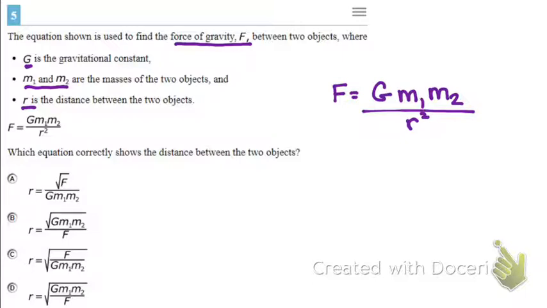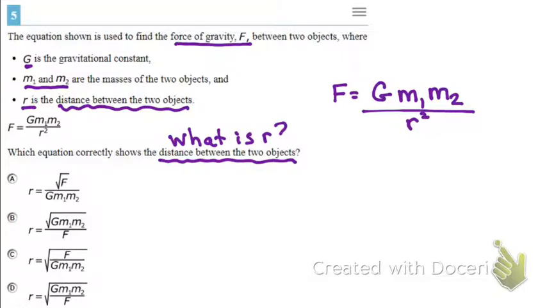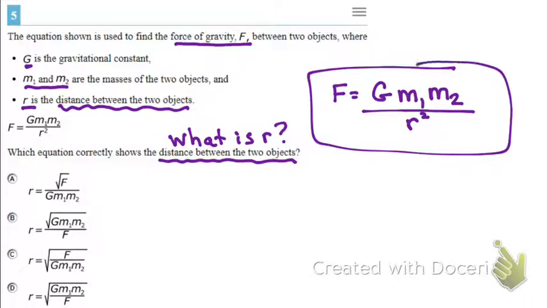So now it's saying which of these equations shows the distance between the two objects. So distance between the two objects. Oh yeah, the distance between the two objects is R. So they were asking us what is R. So after all of that, basically they want us to solve this equation for R.